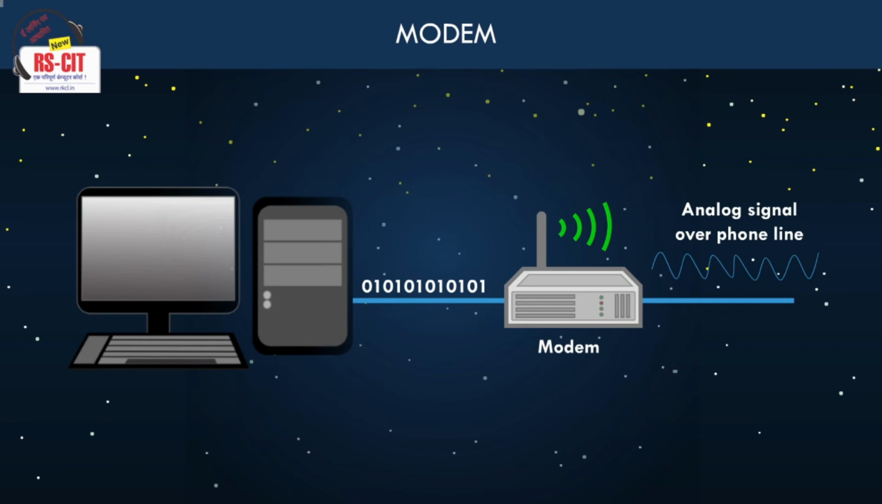The type of internet access you choose will determine the type of modem you need. Dial-up access uses a telephone modem. DSL service uses a DSL modem. Cable access uses a cable modem.